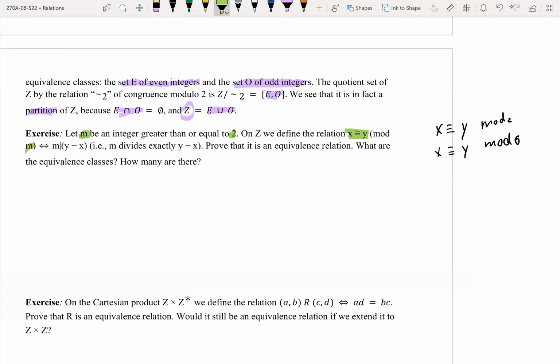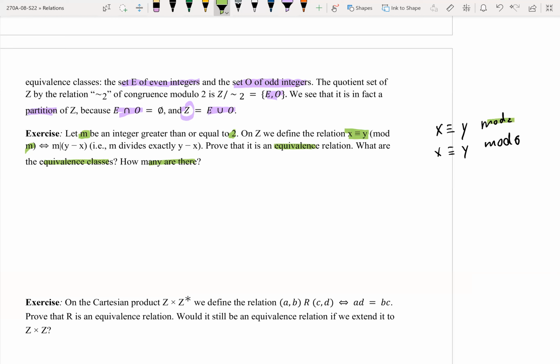This is just the same thing that we practiced on mod 3 above. Prove that, first of all, this is an equivalence relation. That's number 1. And then what would be the classes of equivalency for this one, and how many of them do I have?